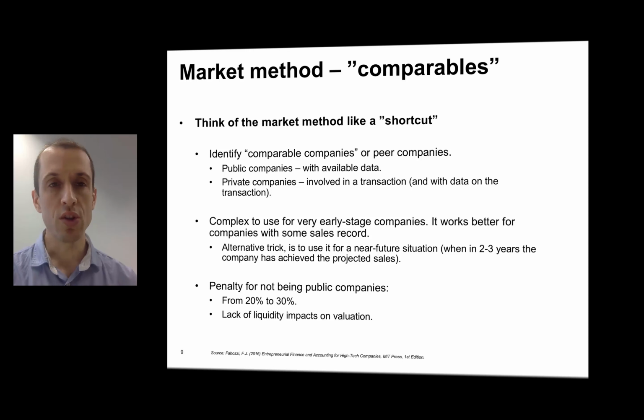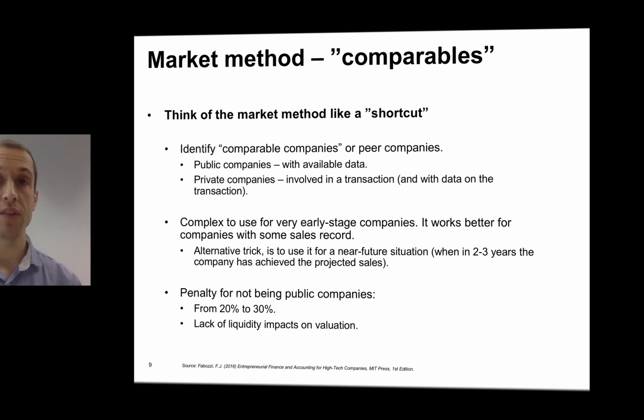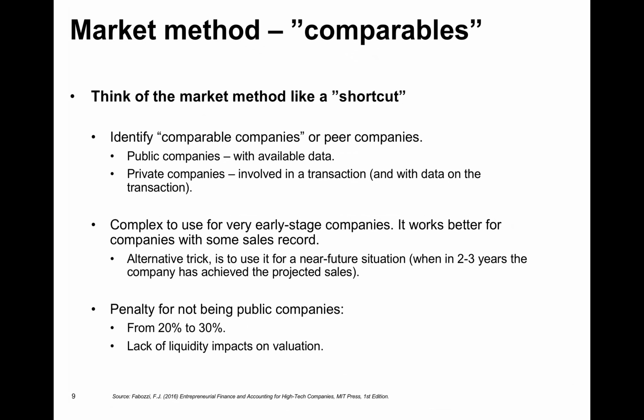So what do we need to do? We need to identify comparable companies, or what we also call peer companies. When it's a public company, there is a lot of available data, and this makes it easier to establish these comparisons. We can also have private companies as comparable companies, but we need them to have been involved in transactions. So, for example, a private company that has been sold, or that sold 20% of the company to another company, then we can use how much that other company paid for them as a kind of valuation model.